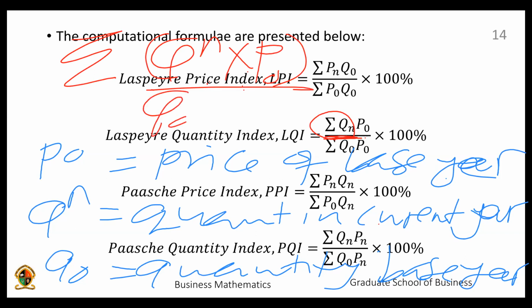Over quantity 0 times the price is 0. That is to say, you're multiplying the quantities for the new period times the price of the old period. P0, I said, is the price of the base year. You multiply, then you sum them up and you divide by the quantities of the old period times the prices of the old period. What you get is the last year's quantity index.